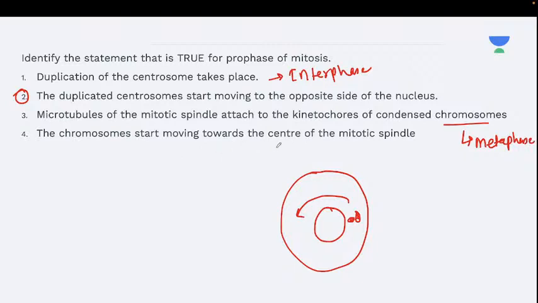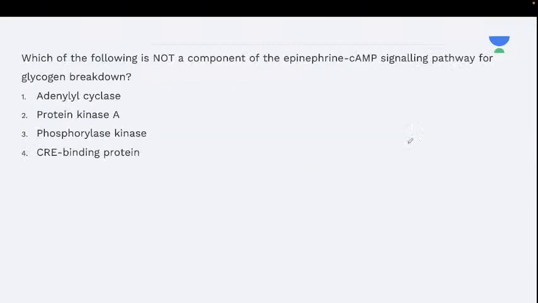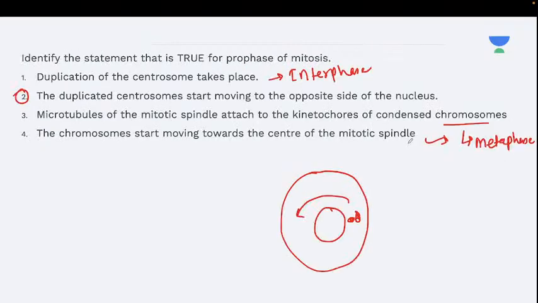The chromosomes start moving towards the center of the mitotic spindle. ये भी आपका मेटाफेज का फिनोमेनन है, राइट? So early metaphase is the one below, and the microtubules attached, so they are late metaphase, because everything is very correlated, so you cannot differentiate properly every time, isn't it?